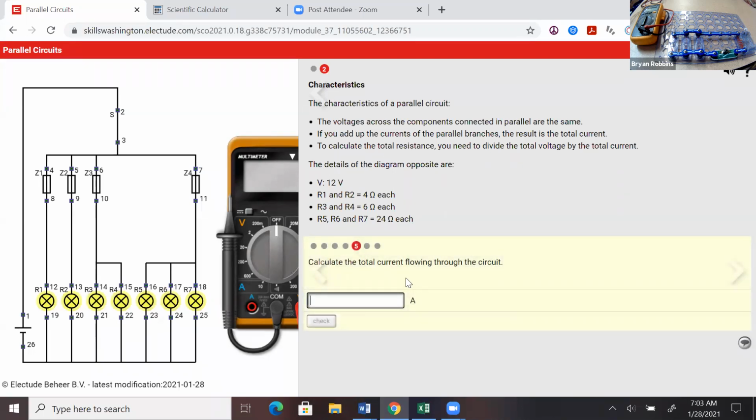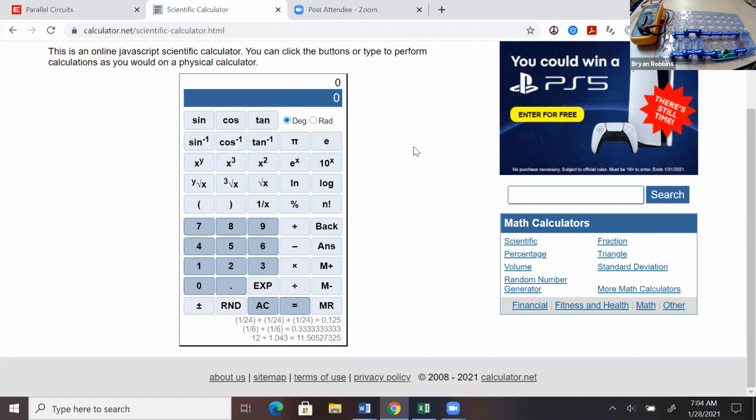Now it wants to know the total current flowing through the entire circuit. So now we have to add up all of these light bulbs all the way through in our scientific calculator. I'll make sure to add a link to the scientific calculator that I'm using in the description of the video. So R1 is 4 ohms, R2 is 4 ohms, R3 is 6 ohms, R4 is 6 ohms, and the rest of them are all 24 ohms. So let's see about putting all this in here.